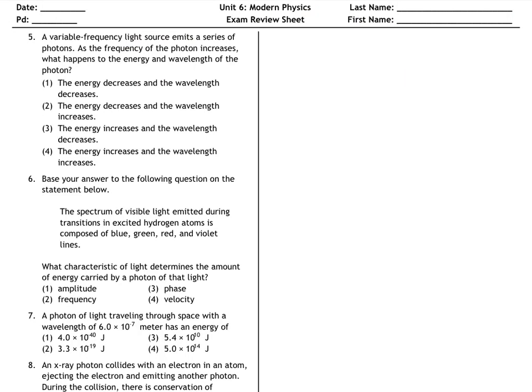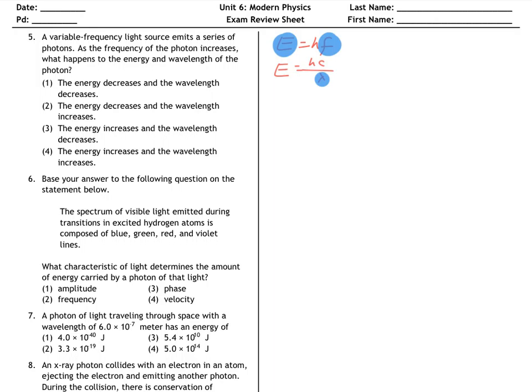In number 5, we have a variable frequency light source emitting a series of photons. As the frequency of the photon increases, what happens to the energy and wavelength of the photon? We know from the unit that E equals hf, and we also know that E equals hc over lambda, but what we're really doing here is saying that f is c over lambda. We want to know the relationship between the frequency, the energy, and the wavelength.